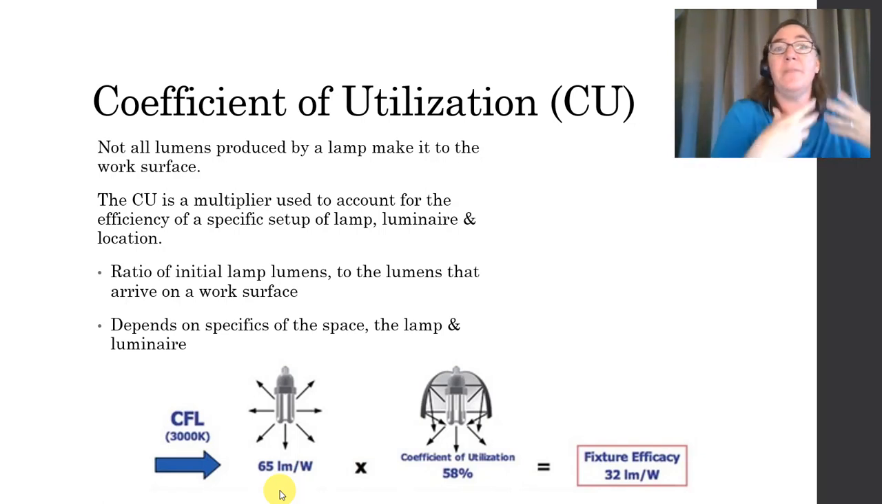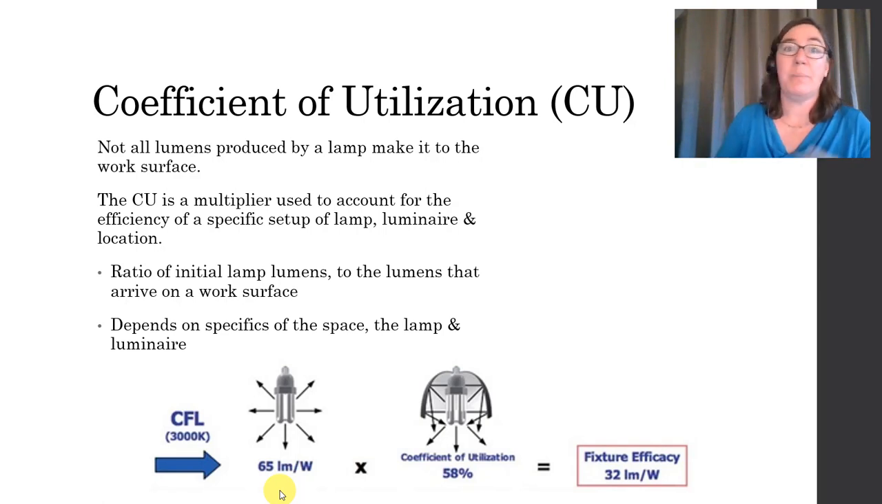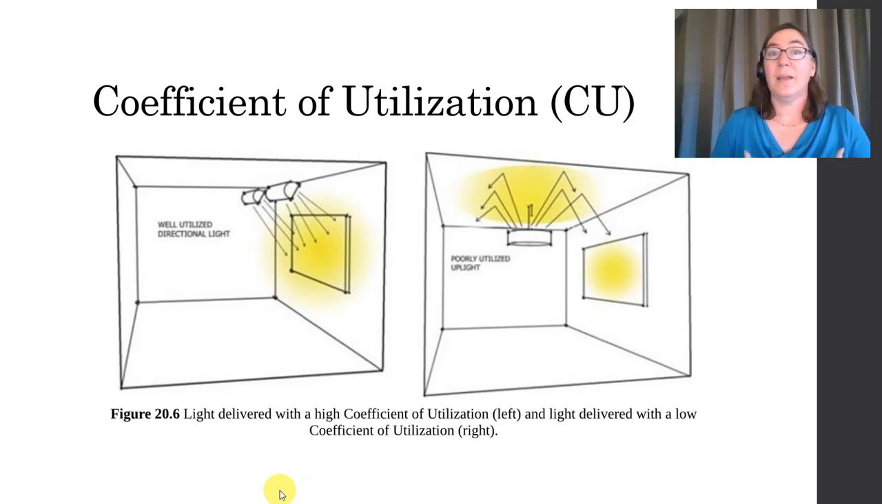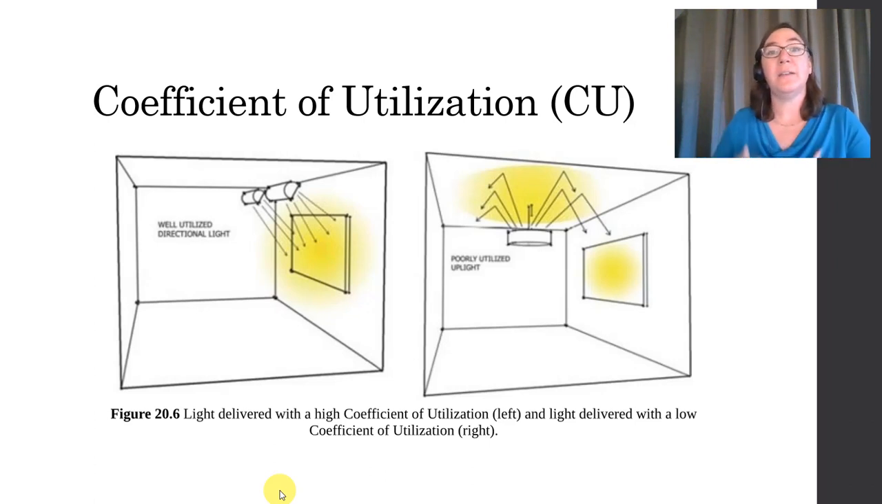And so it's a ratio of the initial lamp lumens, those are the ones that you can get from the spec sheet, from the cut sheet, to the actual lumens that arrive on a work surface. It depends on the specifics of the space and the lamp and the luminaire. A design with a high coefficient of utilization will deliver more light to the work surface, in this case a display surface, than a design with a low coefficient of utilization.